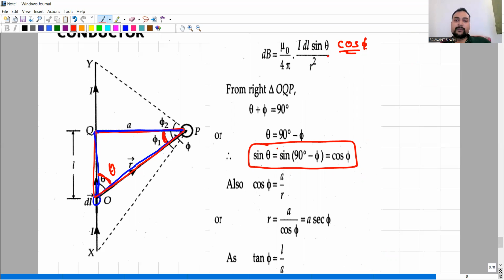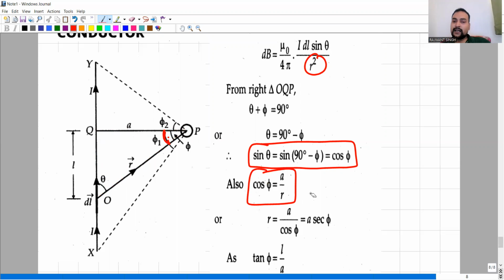Now next will be the value of r. So what is r here? In this particular right angle triangle, you can write that cos of phi is equal to a by r. Look very closely: cos of this angle is equal to the base by the hypotenuse, so cos phi will become a by r. So obviously r will become a by cos phi, and that is a sec phi. So r square will become a square sec square phi.